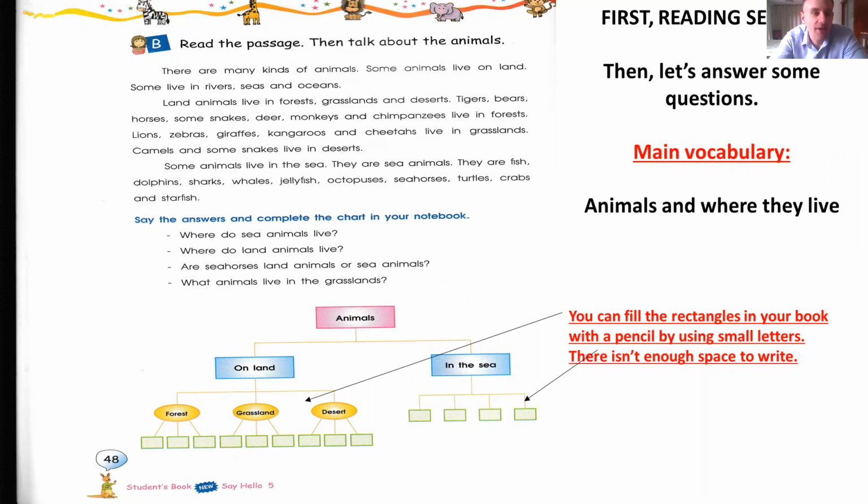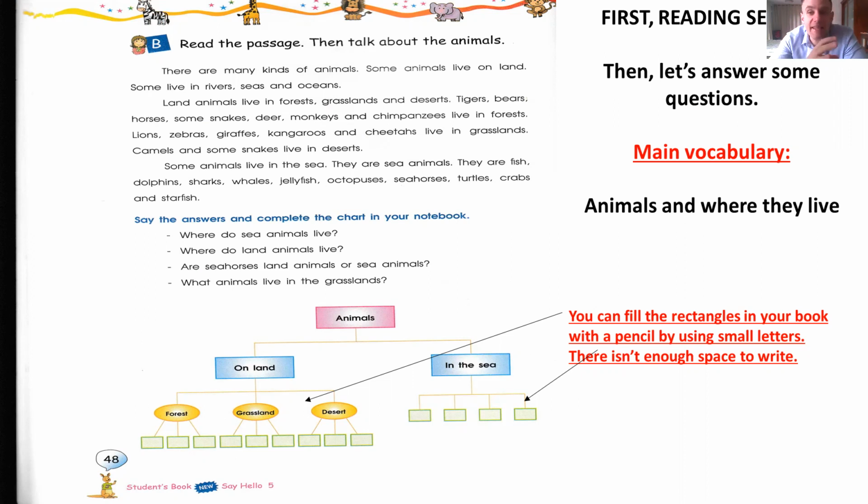First, let's take a look at some words and keywords. We talk about the main vocabulary. First, repeat after me. Rivers, seas, oceans, forest, grassland, desert.